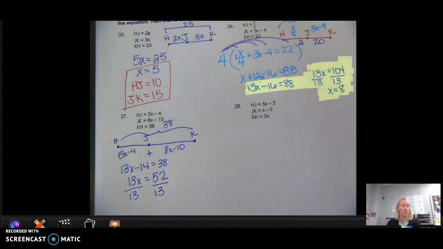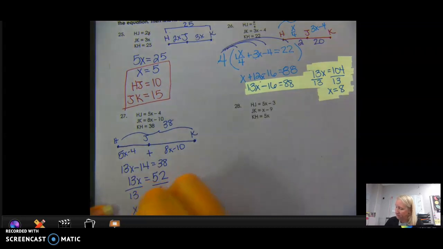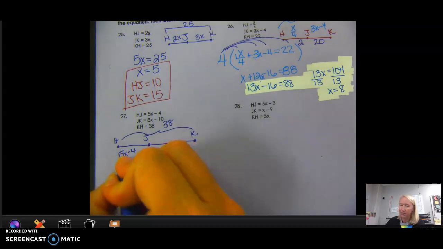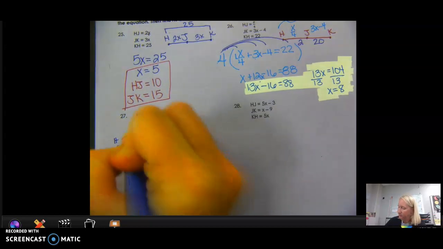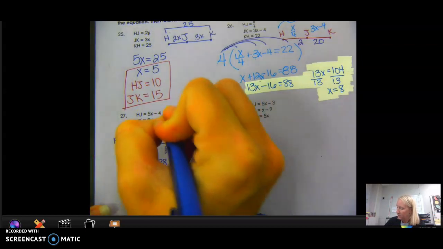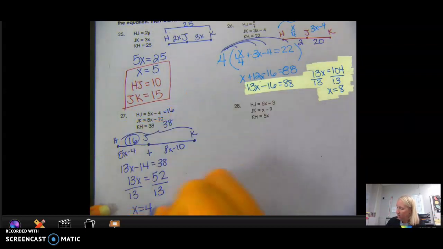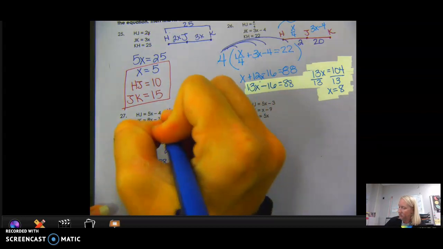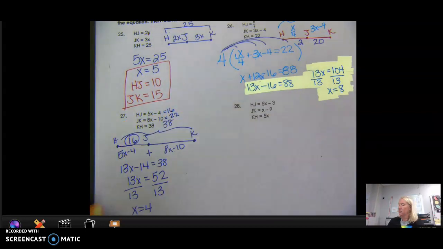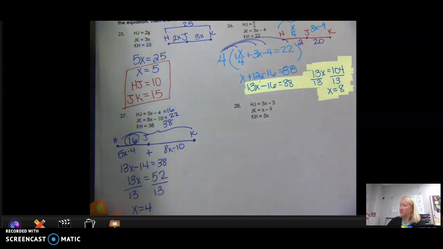I believe that that's 4, but so I don't make any more mistakes, x does equal 4. So plug it back in. 5 times 4 is 20. 20 minus 4 is 16. So H to J is 16. 8 times 4 is 32. 32 minus 10 is 22. Alrighty. One more.